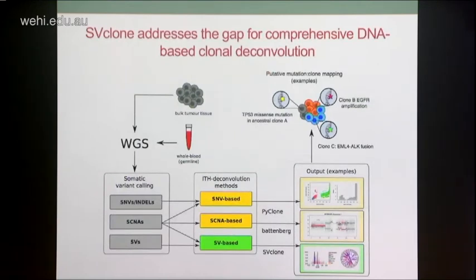So in order to close this gap that we mentioned earlier, once you've sequenced your sample and you've got your ITH analysis, then you can look at your SVs and find out the clonality, to figure out that, okay, this EML4-ALK fusion is likely to be in clone C.